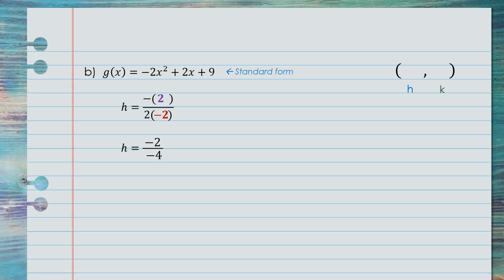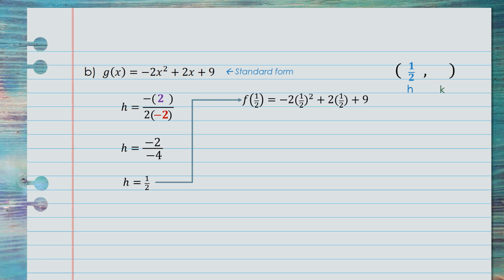Since we have a fraction, we need to try to reduce, but let's deal with the signs first. A negative divided by a negative is a positive. And 2 over 4 can reduce, and we find h equals 1/2. So since we have our h value, we're ready now to find our k value. To do that, we must plug in 1/2 into the function.